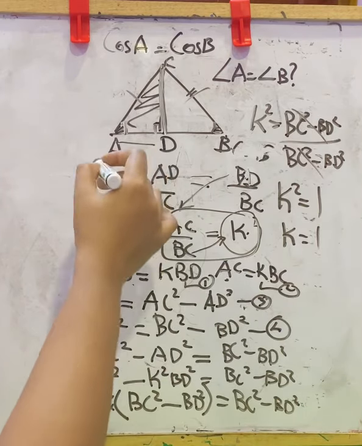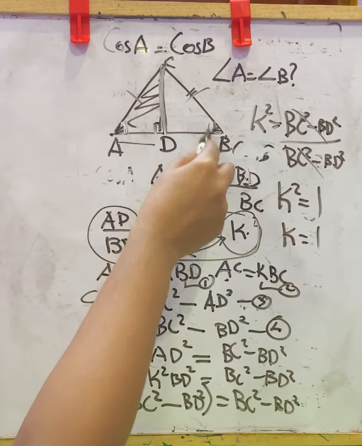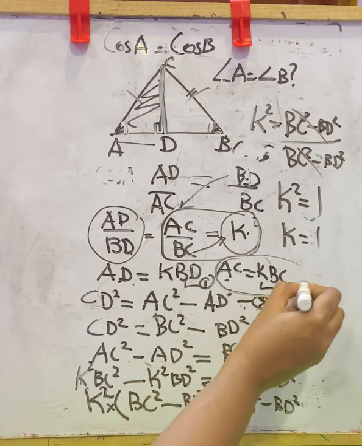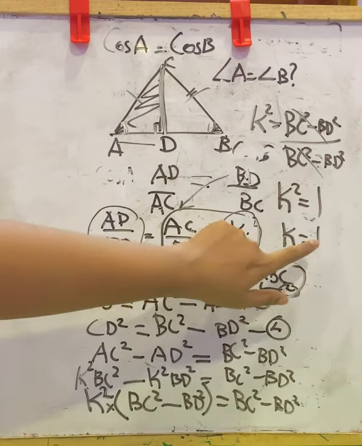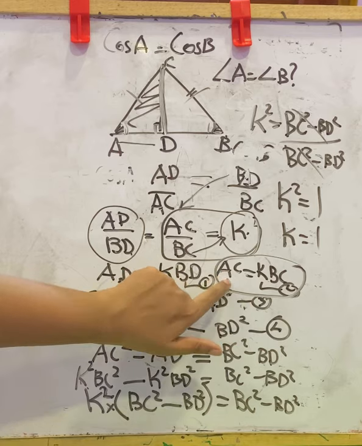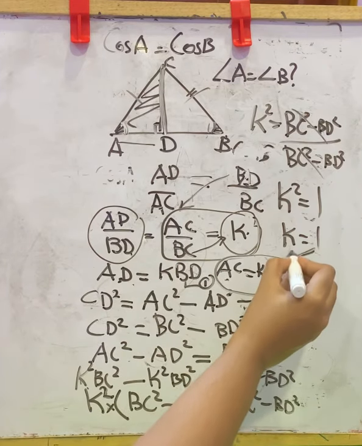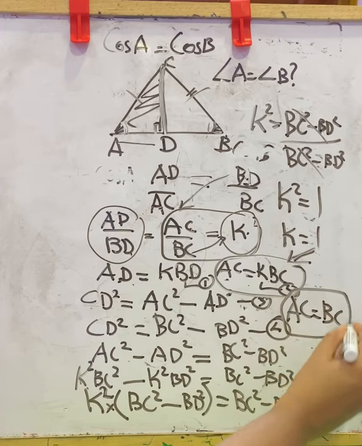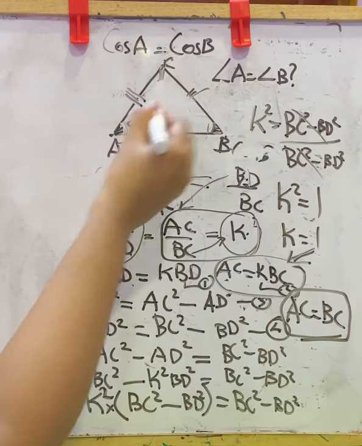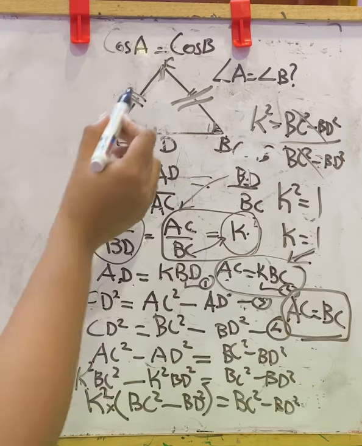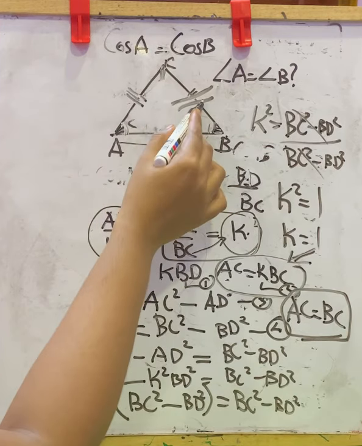Now you have to prove that this is an isosceles triangle, that is, the base angles are equal. Angle A equals angle B. For that, you will consider this step, AC equals KBC. Because we have K equal to 1, it becomes AC equals BC. So applying K equal to 1 in this equation, we got AC equal to BC. Now compare this with the figure. AC, this length, equals BC. We proved it. If these two lengths are equal, according to the theorem of the isosceles triangle, the angles opposite to these equal sides will also be equal.